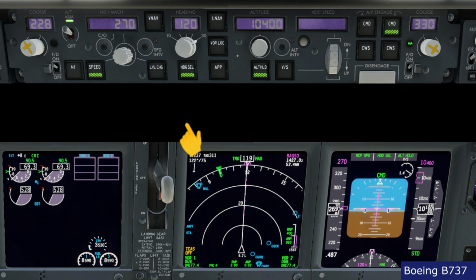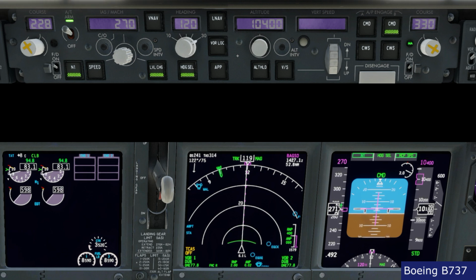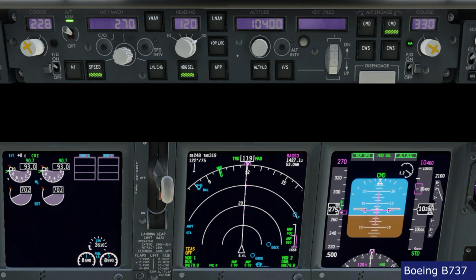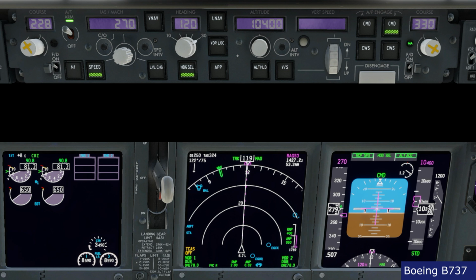Let's try with 400 feet. If I go level change, there we go. We are in LNAV, in N1, MCP speed. We're climbing full thrust, and we're reaching 2,000 feet. You see, 2,200 feet, and now back to zero. That's fairly uncomfortable for passengers.